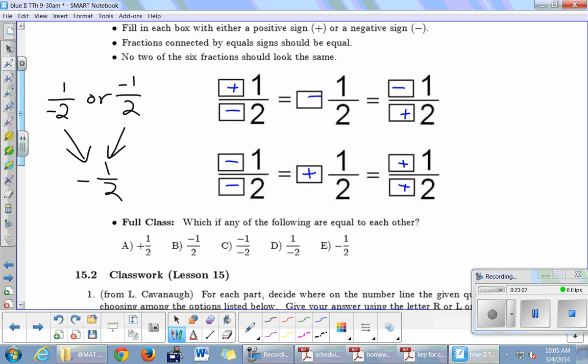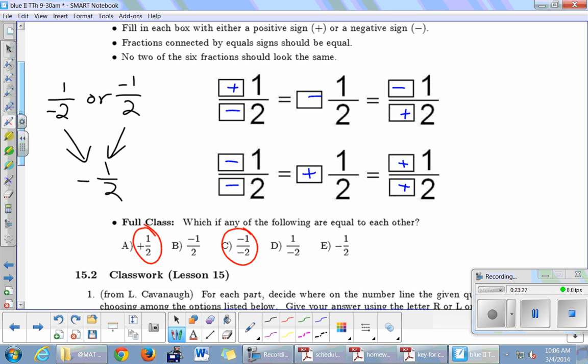So as a class, let's jump down here to this full class thing. It says which of the following are equal to each other. So let's go ahead and circle all the ones that are equal to this first answer here. So this is a positive 1/2. Are there any other fractions in that list that are equal to positive 1/2? C.